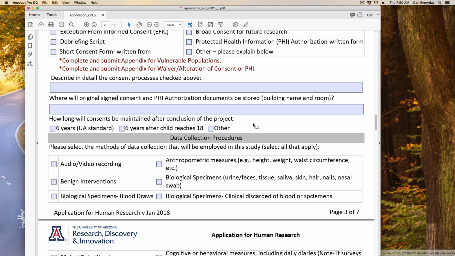They want to know exactly where they're going to be, folks. We used to just say, well, they'll be in the PI's office in a locked cabinet. That doesn't cut it anymore. They want to be able to go and get them.